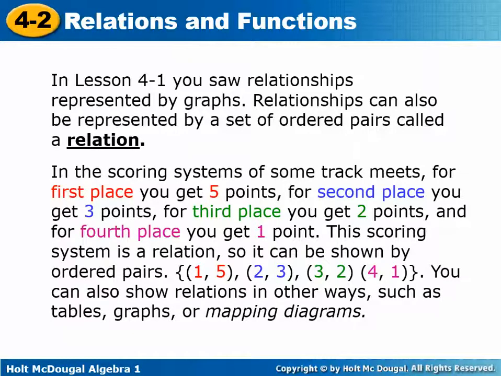So here's an example. In the scoring systems of some track meets, for first place you get 5 points, for second place you get 3 points, and for third place you get 2 points, and for fourth place you get 1 point. This can be shown as a relation with a set of ordered pairs. So if we wrote that as first place 5 points, second place 3 points, third place 2 points, fourth place 1 point. That's a relation. You can also show relations with tables, graphs, and mapping diagrams.